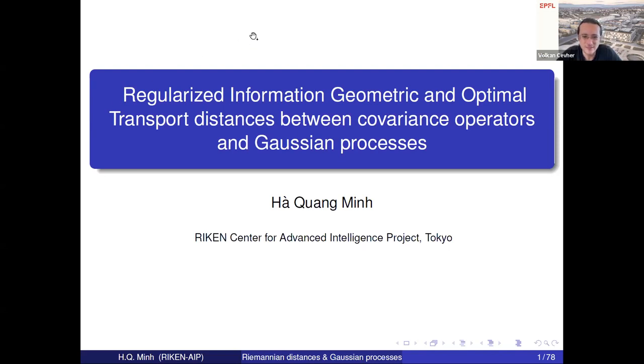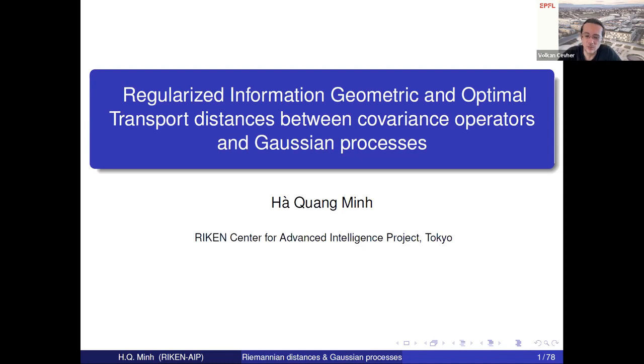Minh is a unit leader at Riken AIP, where he leads the functional analytic learning unit. He received his PhD degree in mathematics from Brown University with Stephen Smale. Before joining AIP, he was a researcher at the Italian Institute of Technology in Genova. His current research focuses on functional analytic and geometrical methods in machine learning and statistics.